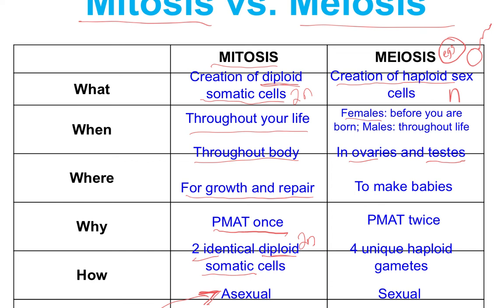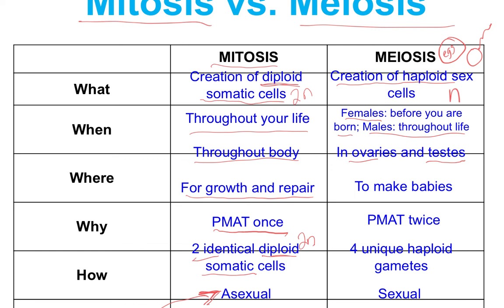Females, when it happens before you're even born. So when a female fetus is in the womb, the egg cells inside of that female's body are forming. They're going to be there when she's born, and she will have that certain amount of egg cells for her entire life. Now in males, they're producing sperm throughout their whole life. So it happens throughout their whole life.